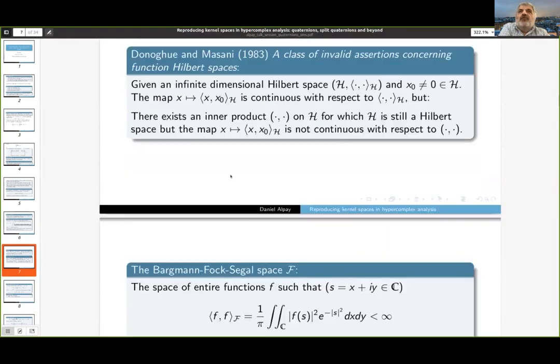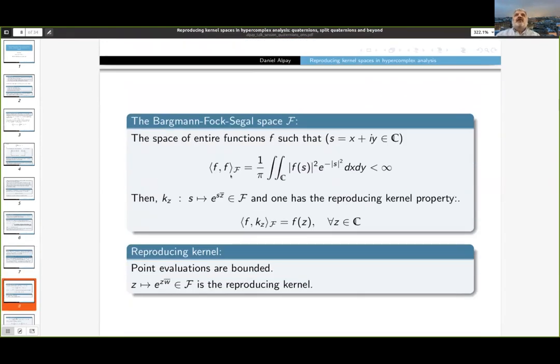So before I go to the quaternionic setting, I would like to mention three spaces. On the first, the Bergman-Fock-Segal space, I will say a few words. I have three slides. The two other spaces I will speak about more succinctly, and then we'll see counterparts of these in the quaternionic setting.